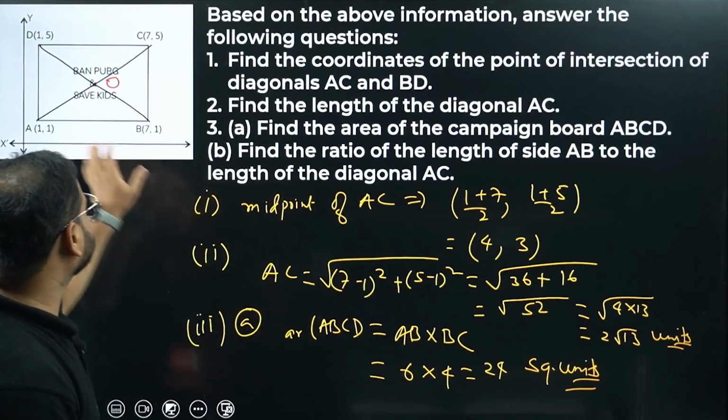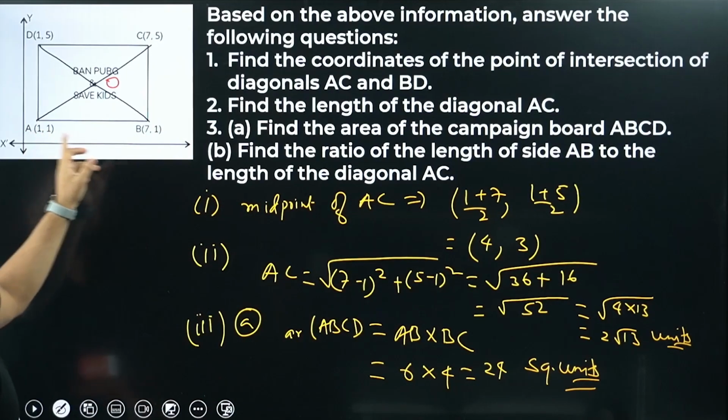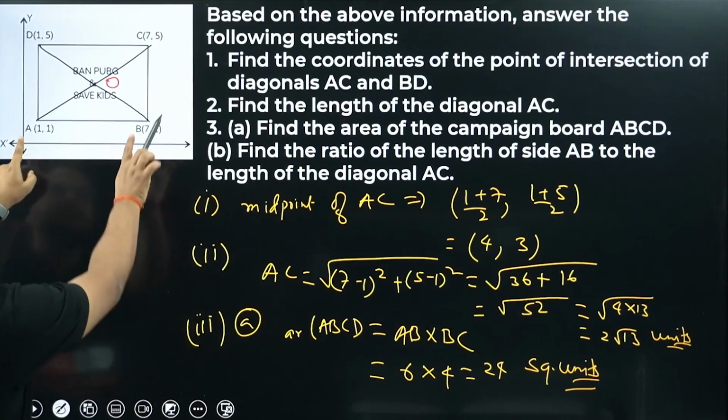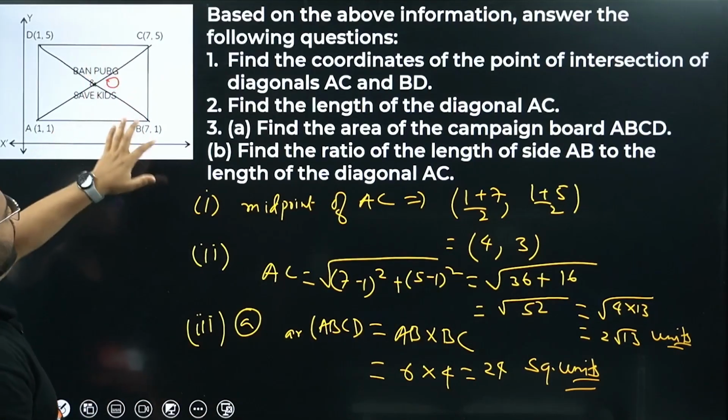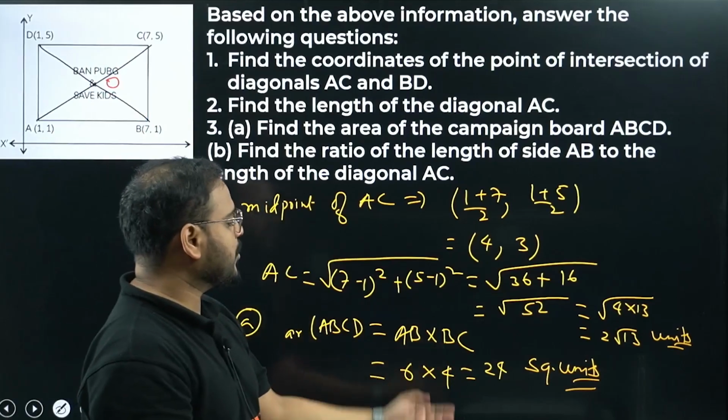How come 6, sir? Please check. This length is the same, no? The y coordinate is the same, 1, 1. So length will be what? 7 minus 1, so 6. Height will be what? 5 minus 1, so 4. 6 into 4 is 24 square units.